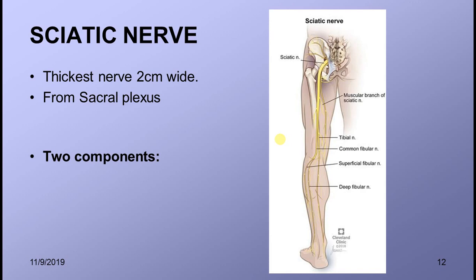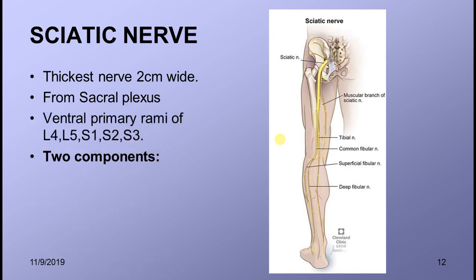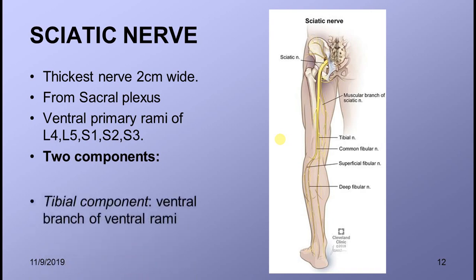From the sacral plexus, again from the ventral division of ventral primary rami. Okay, again you might ask, it is behind the thigh, so why ventral division? That is because again of the rotation of the lower limb which had taken place 90 degrees during development. L3, L4, L5, S1 and S2. Sorry, L4, L5, S1, S2 and S3 is the root value of this sciatic nerve.